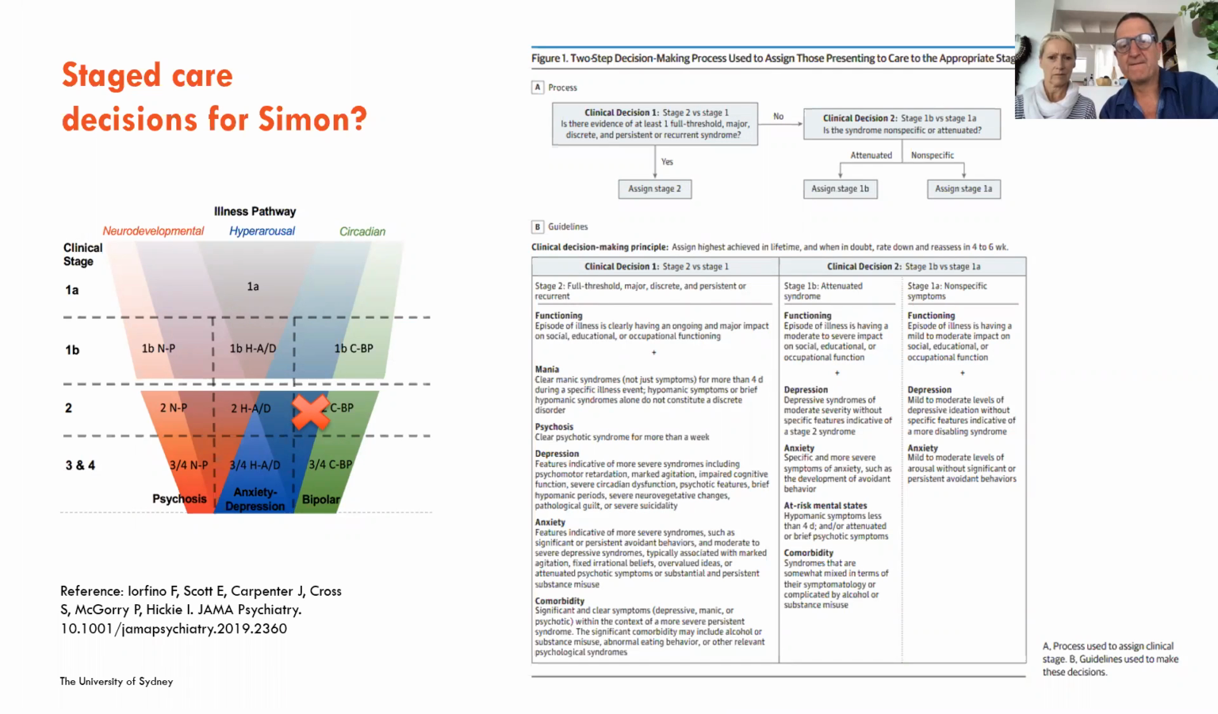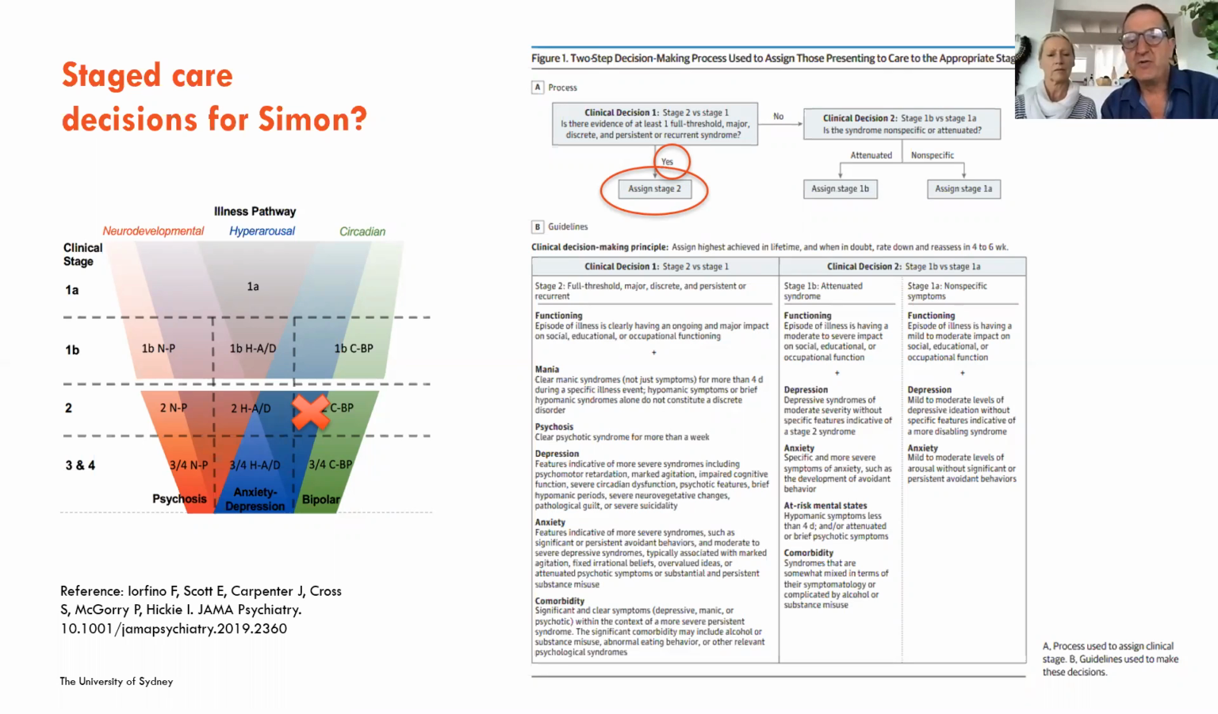So, in terms of the clinical staging decisions for more severe depressive syndromes, the question is whether he's got over the threshold for a major depressive syndrome that is of a more severe and persistent type. And in this particular setting, it's really the mental state considerations that make that decision to say he's a stage 2, a yes at this particular point.